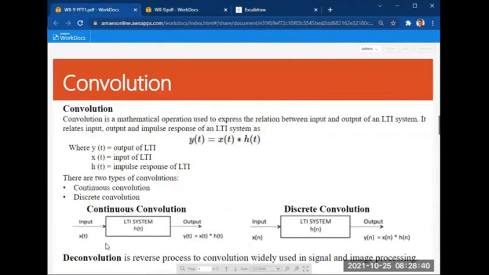So this is the block diagram of our continuous convolution. We have the input going to the system, and then we have an output. Same with the discrete convolution: again, input, impulse response, output. Input, impulse response, output. So that is the basic structure of our convolution.